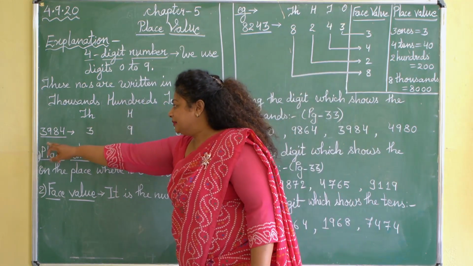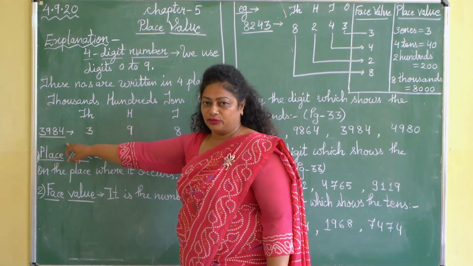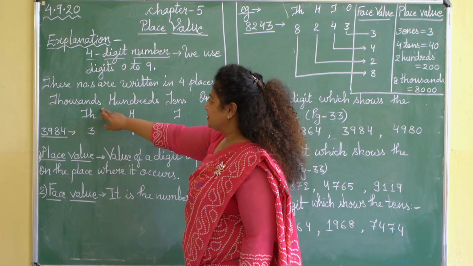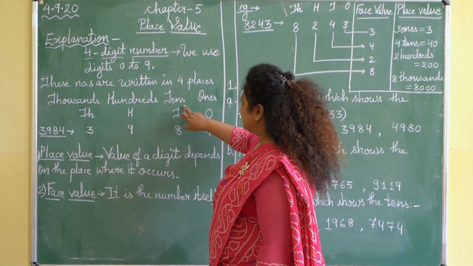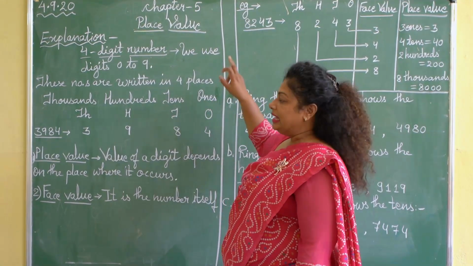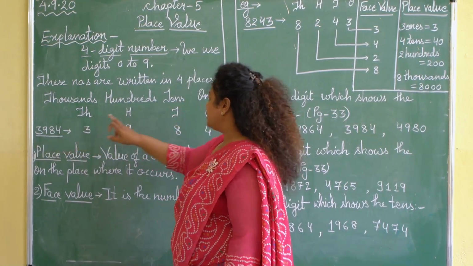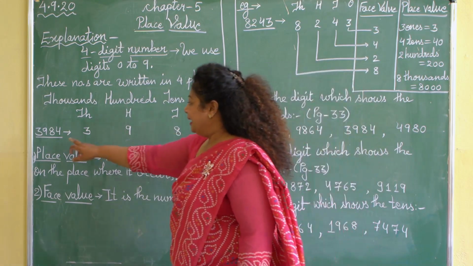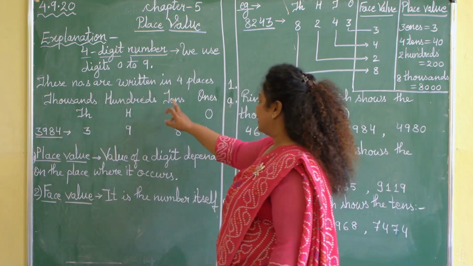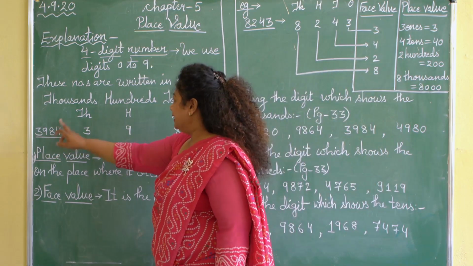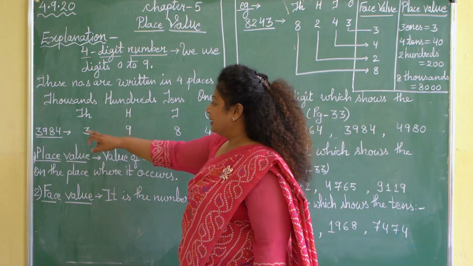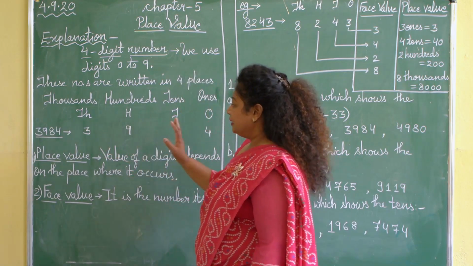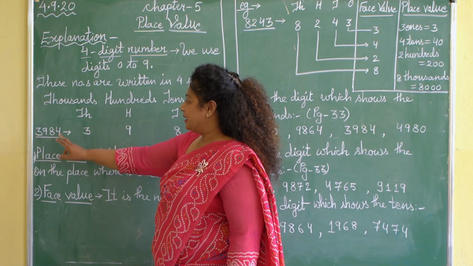Suppose we are taking a number 3984. So, we have 4 places for these numbers: thousands place, hundreds place, tens place and ones place. Since 4 is at ones place, we will write under ones. 8 is at tens place, we will write under tens. 9 is at hundreds place, we'll write over here, and 3 is at thousands place, we'll write below 1000. Now can you see this is the number 3984.